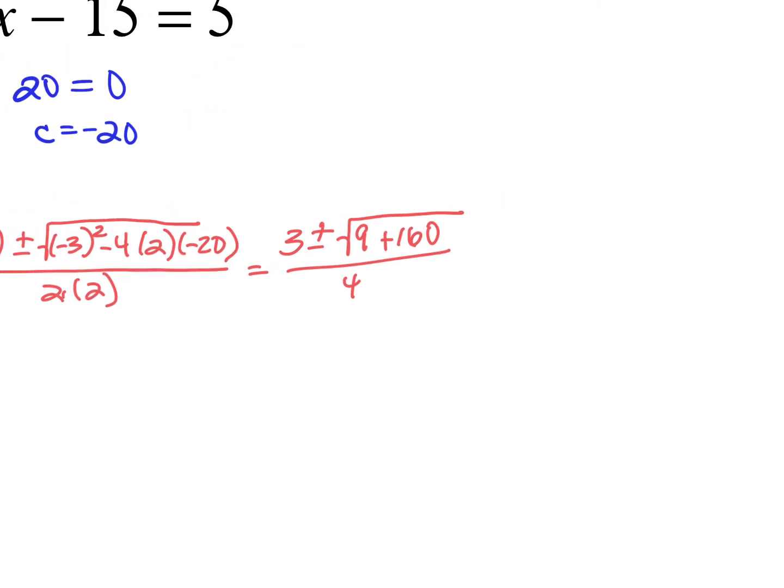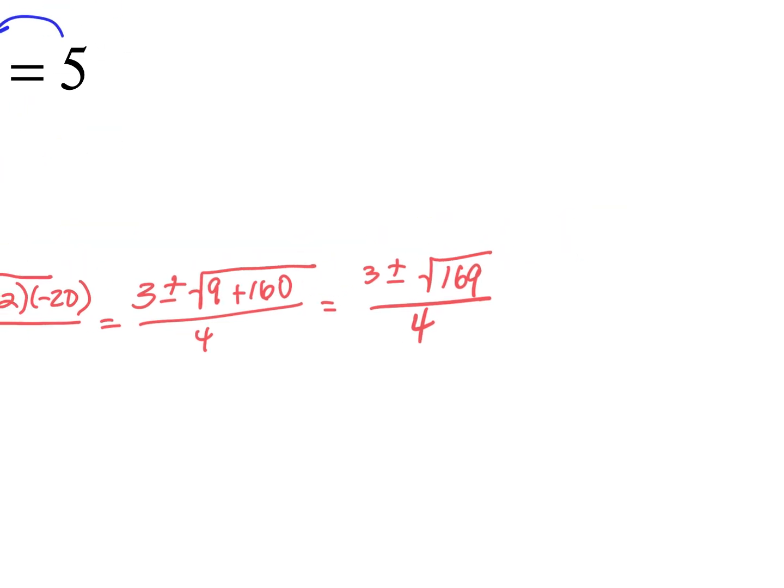Okay. On your test, when it's the quadratic formula, it probably will not work out pretty. This one does. That's why I want to do it with you guys so you don't get confused. So 3 plus or minus, what's 9 plus 160? 169. Does anybody know anything about 169? It is a perfect square. So you can keep simplifying here. You can say, okay, I have 3 plus or minus, well, it's 13 over 4.